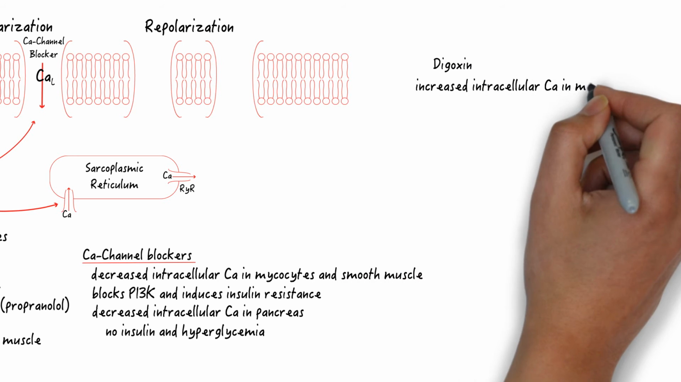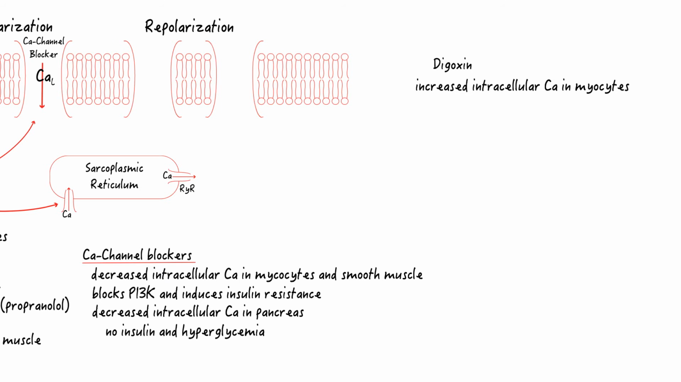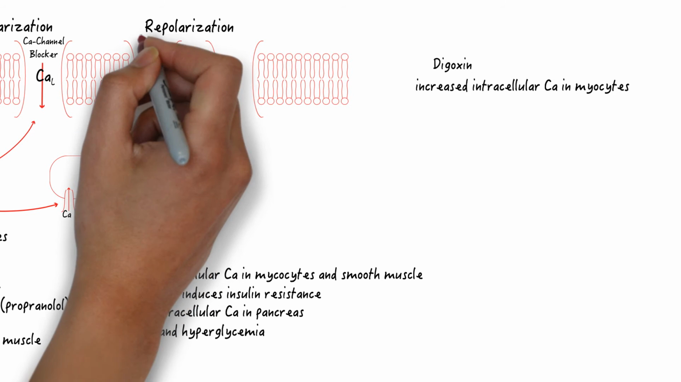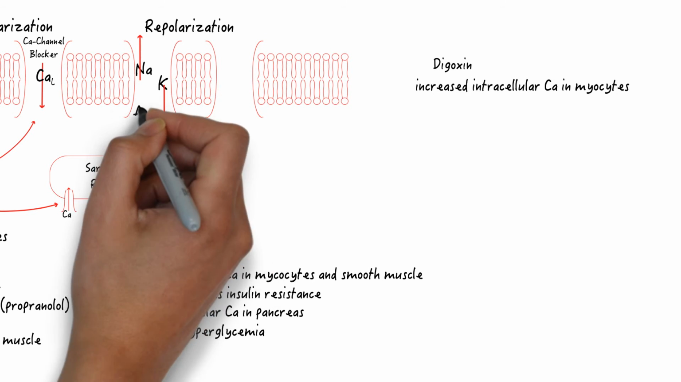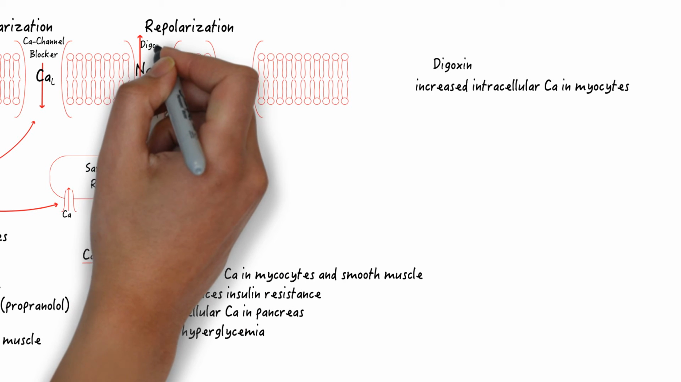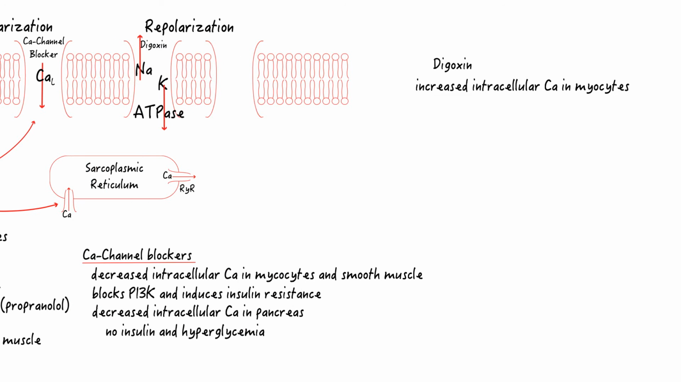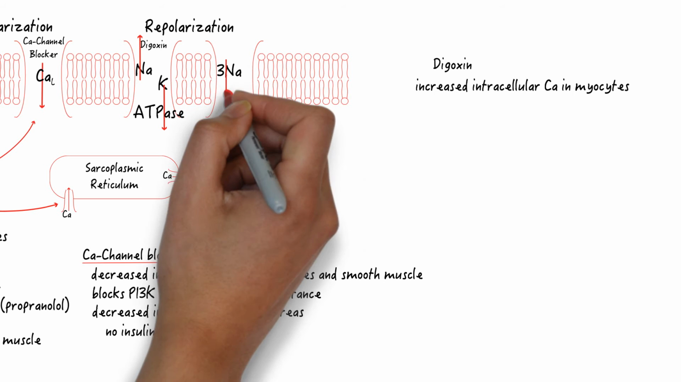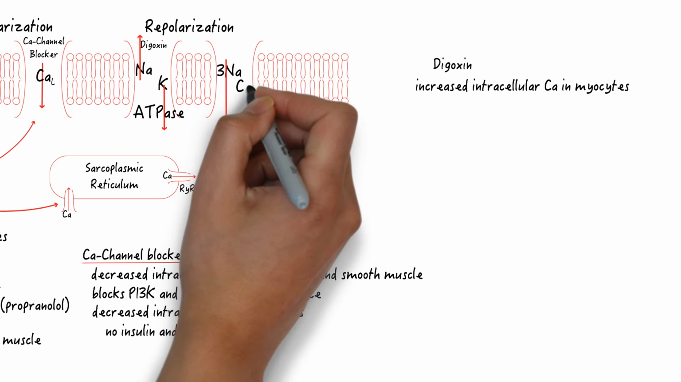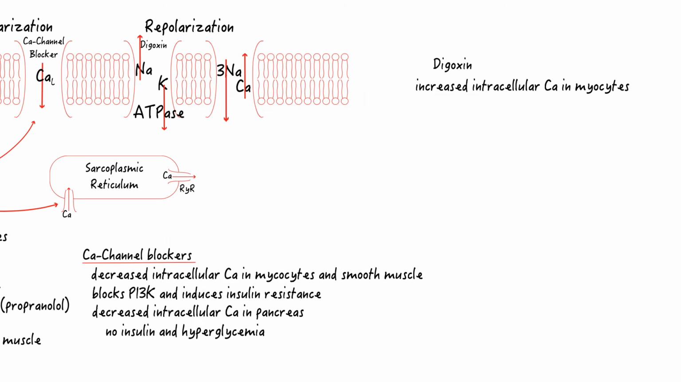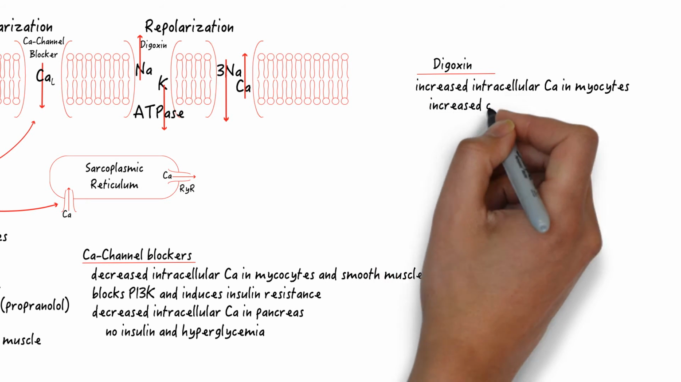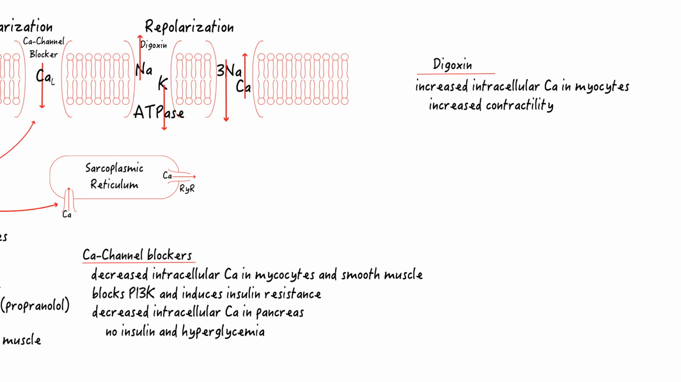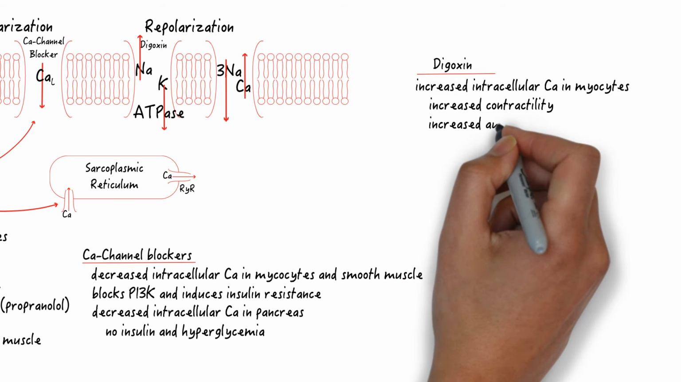Digoxin works through a very different mechanism. Instead of lowering intracellular calcium, it actually increases it. It does so indirectly by blocking the Na-K ATPase. This impairs repolarization and increases intracellular sodium. This impairs the ability of the sodium-calcium exchanger to work in exporting calcium, and therefore causes increased intracellular calcium. This is how digoxin increases contractility in patients with heart failure.